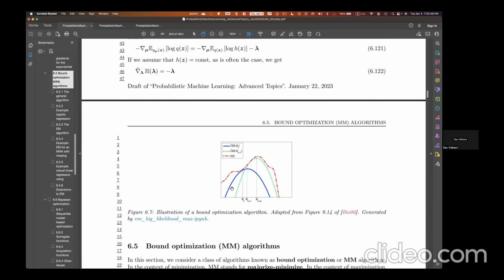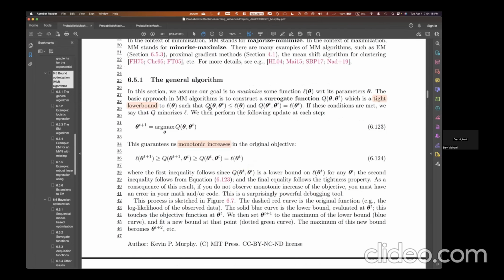So Q of theta at different theta is always less than L. If I look at this point, it is less than the actual value of the function, but the place where it is maximum is theta_t, and that's what it is trying to say over there. Let me just go back there. Q of theta comma theta_t is always a bound on the L function, so it's always less than or equal to L(theta), but at theta_t, this is equal to L(theta_t). And the objective is to find that theta.